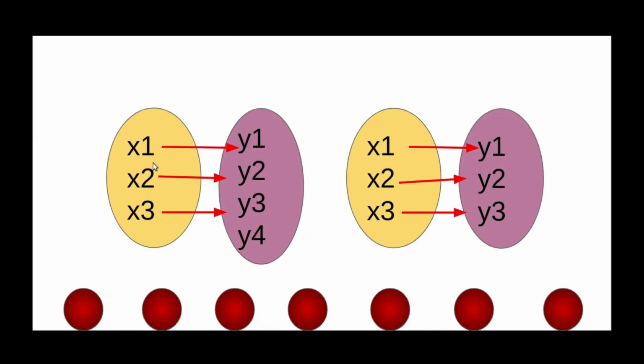Now here consider this relation. This is a function, but this is not onto. y4 has no preimage, so this function is not onto, so it is not bijective.